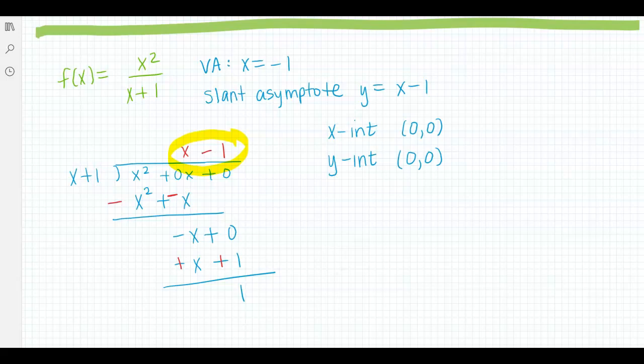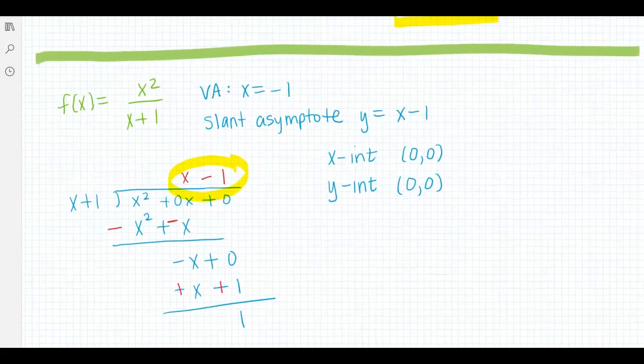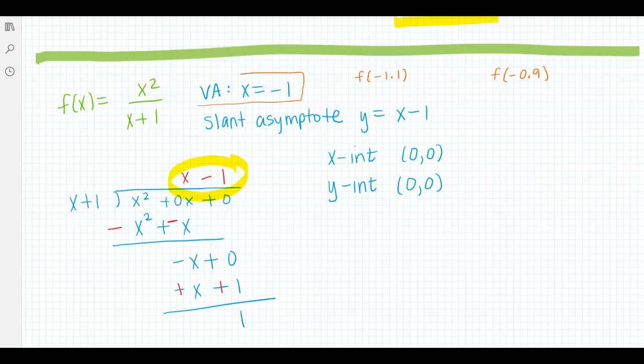What's the behavior as we get close to the vertical asymptote? What happens if I plug in -1.1? That'll be just to the left of the asymptote. Or if I plug in -0.9, that'll be just to the right of the asymptote. And I'm looking at the vertical asymptote to figure out what the behavior is on the left and the right. I'll have something positive in the numerator because it's squared. That'll be for both of them, right?